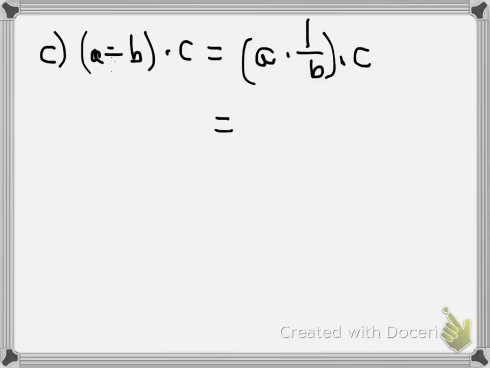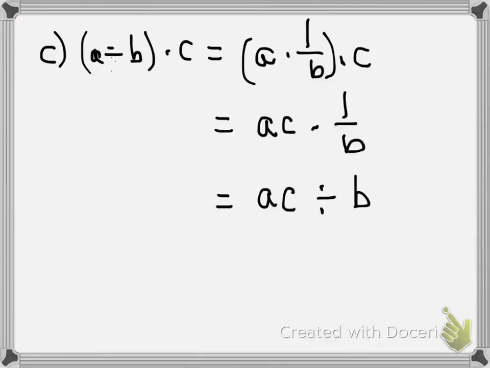Now, using the associative property again, it doesn't matter what order I multiply, so I can put AC together and then multiply times 1 over B. Now that is the same as dividing by B, which I believe is what they wanted. Okay, so you try B and let me know if you have any questions. Now for number 11.